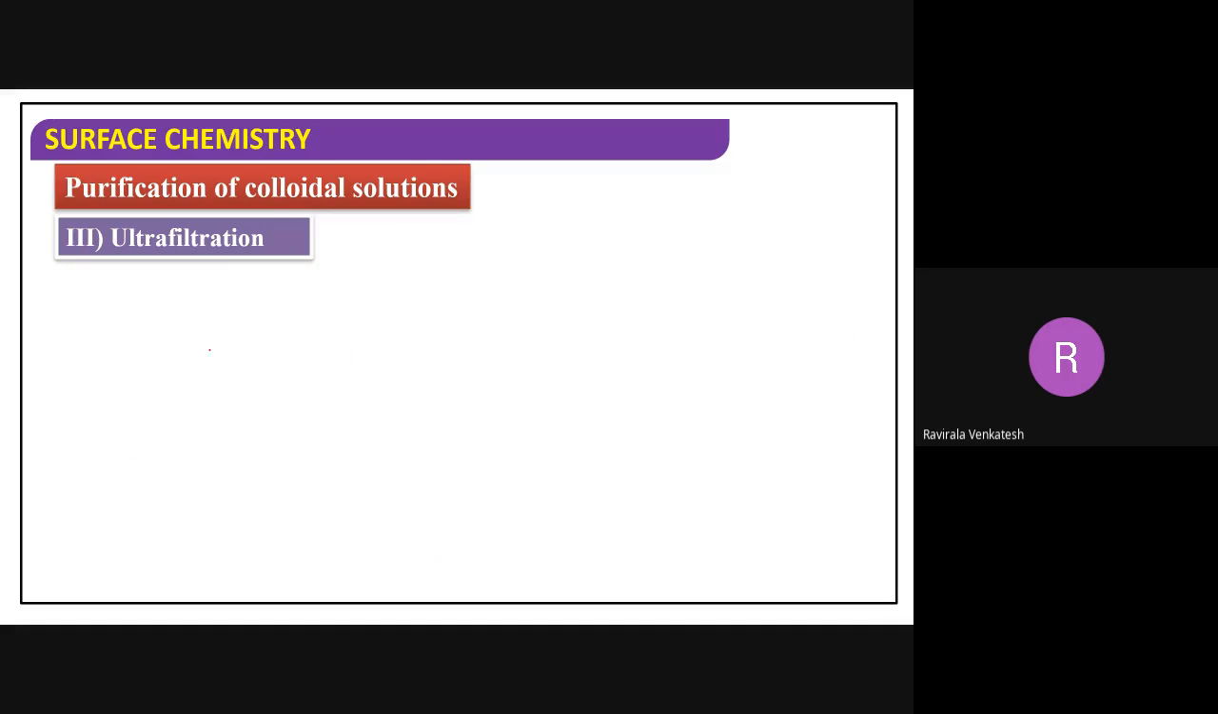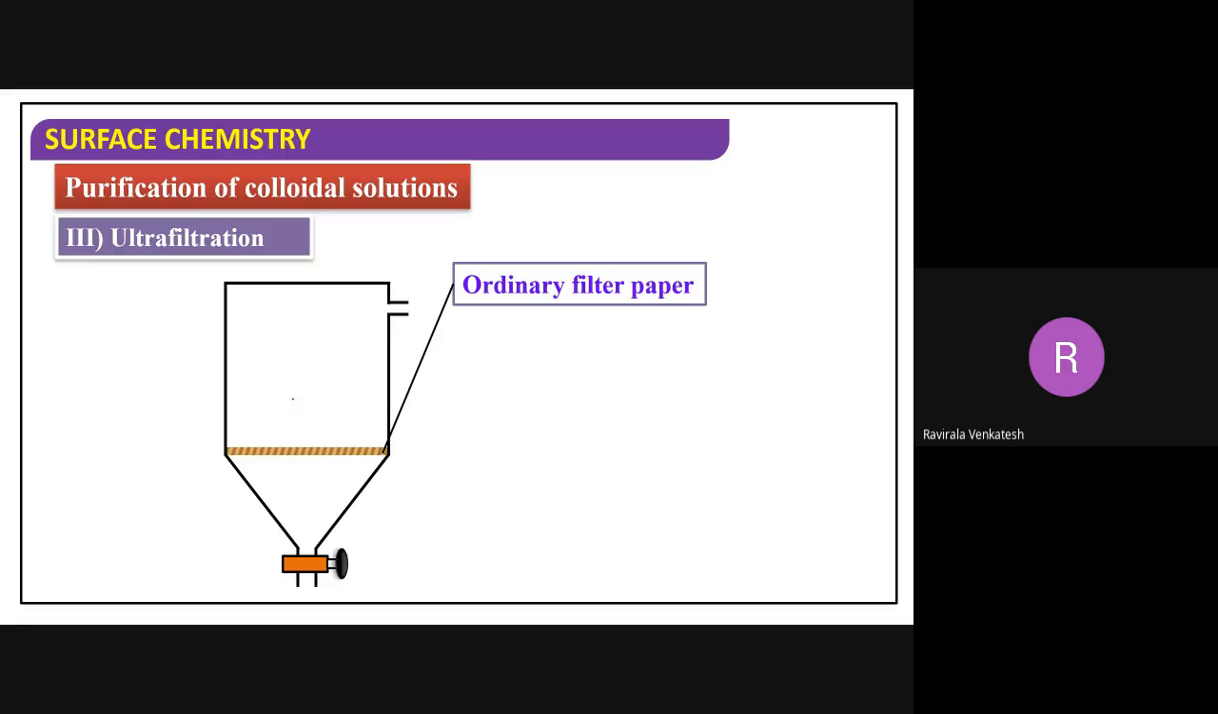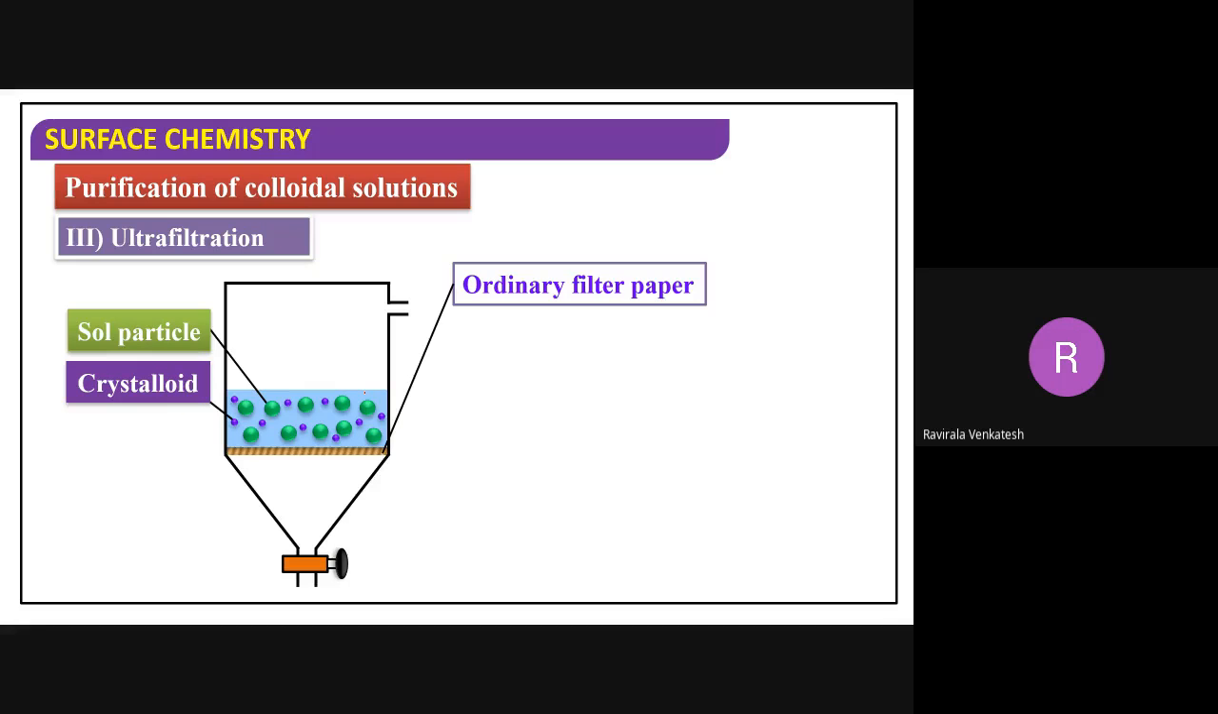Let me show this. Let me take an ordinary filter paper, the kind present in the chemistry lab, which we generally use for drying. Now this is a colloidal solution. The green part is the colloidal particles, the sol particles, and the blue part is the impurities, the crystalloids, which are made up of salts.